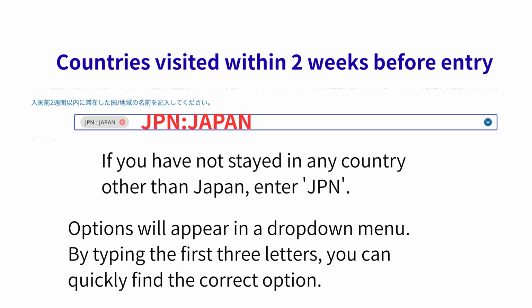If you stayed in any other country within the past 14 days, you must enter the name of that country. This section is for entering the country or countries you stayed in within 2 weeks before entry. If you have not stayed in any country other than Japan, enter JPN. When you type JPN in the input field, the drop-down menu will show JPN, Japan. By typing the first 3 letters, you can quickly bring up the correct country and select it easily.